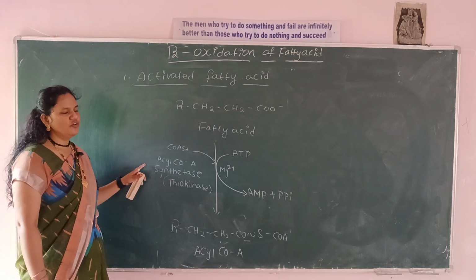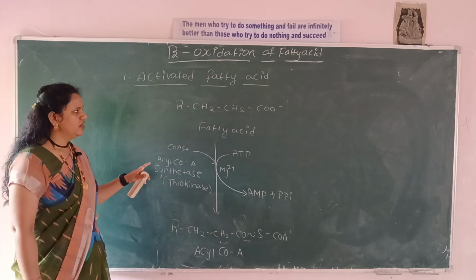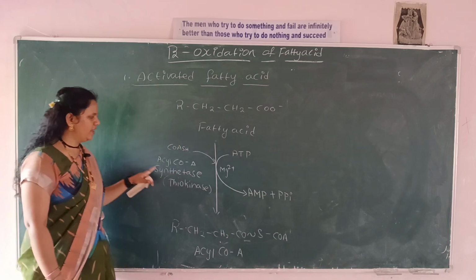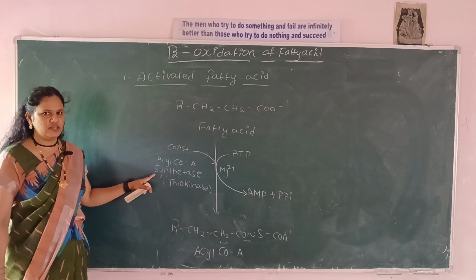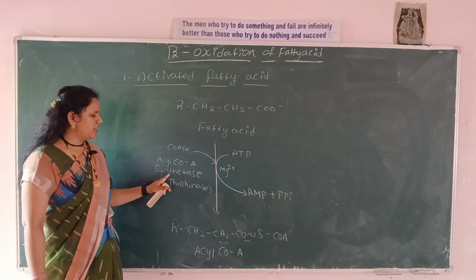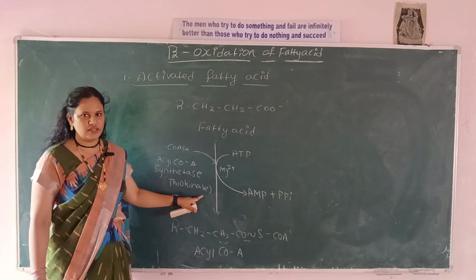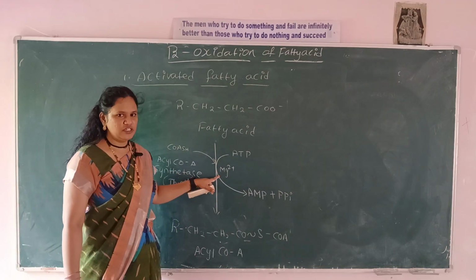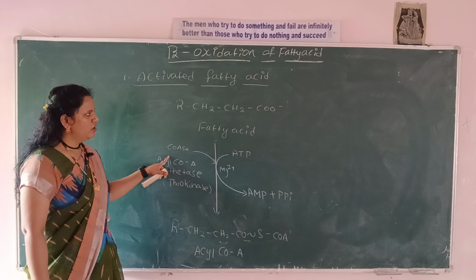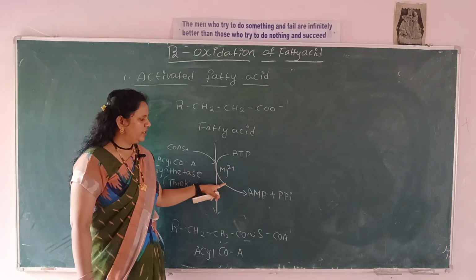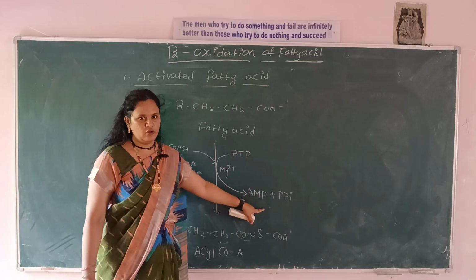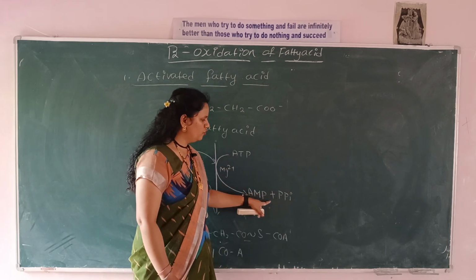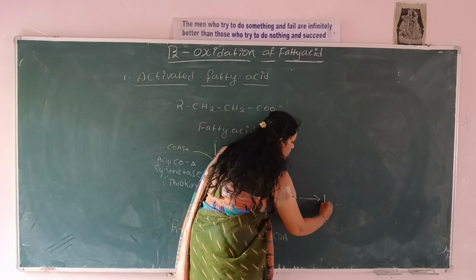The first stage is activation of fatty acid. In this stage, the fatty acid is converted into acyl CoA with the help of the enzyme acyl CoA synthetase, also known as thiokinase. This reaction requires ATP, magnesium and one coenzyme. The ATP is converted into AMP and pyrophosphate, and the pyrophosphate is further hydrolyzed to form inorganic phosphate.